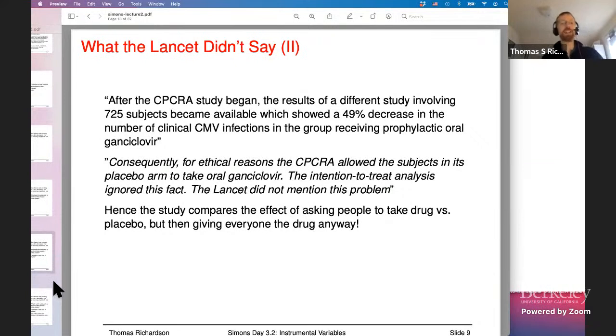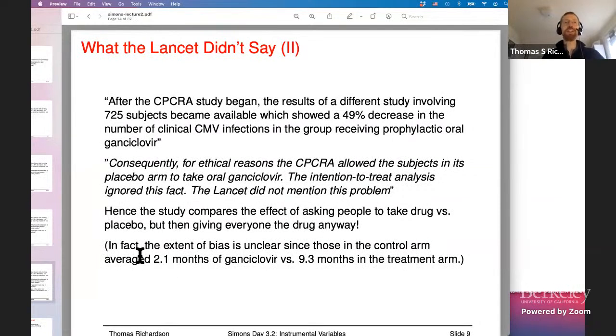So it's not very surprising under those circumstances that the intention to treat analysis doesn't demonstrate an effect of the drug. We're looking at the intention to treat versus intention to give placebo, but then we don't go all the way through on our intention and we give everyone the drug, so we're not going to see a difference between the treatment and the control arm. Of course, the film version of things is always a little bit simpler than what really happened. In fact, the people in the control arm only got 2 months of ganciclovir, whereas they got 9 months in the treatment arm.